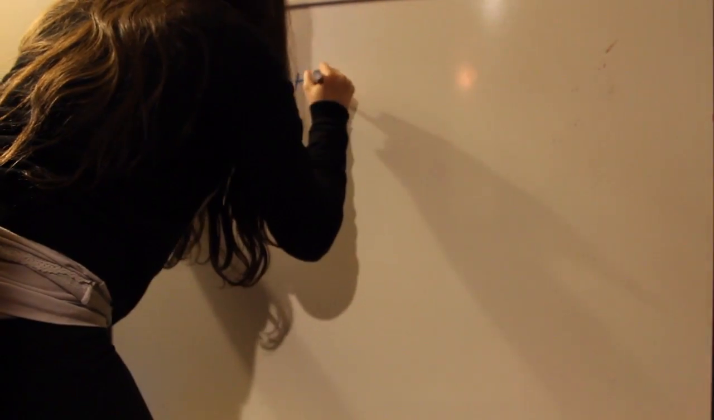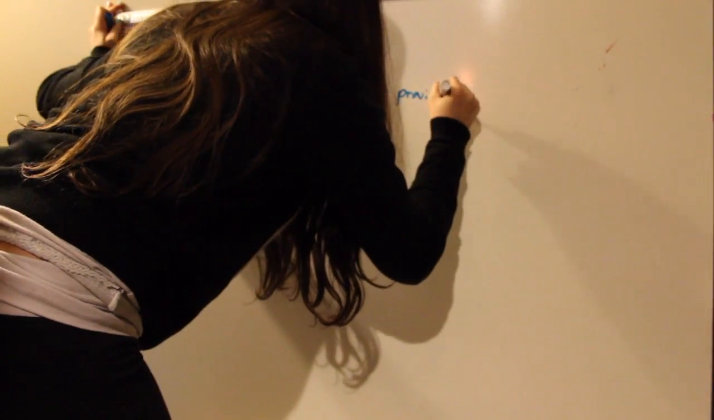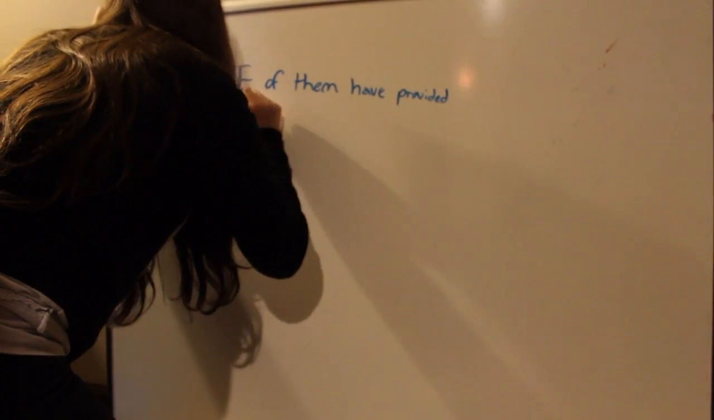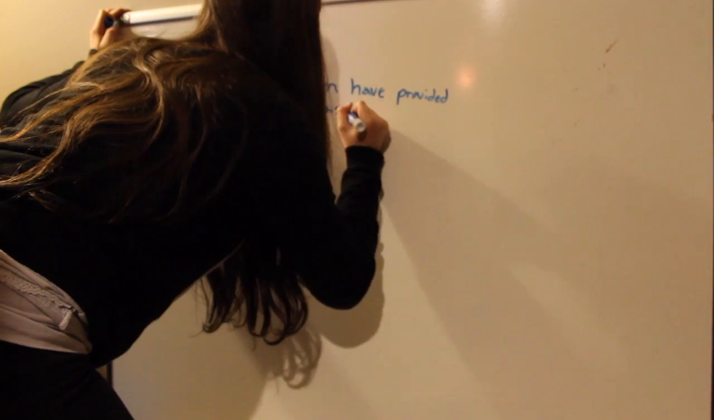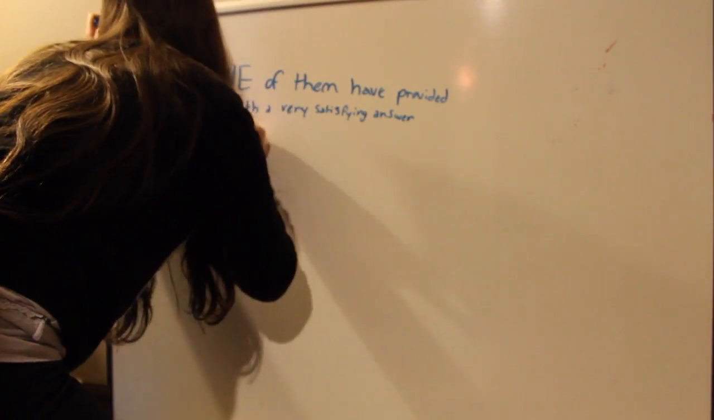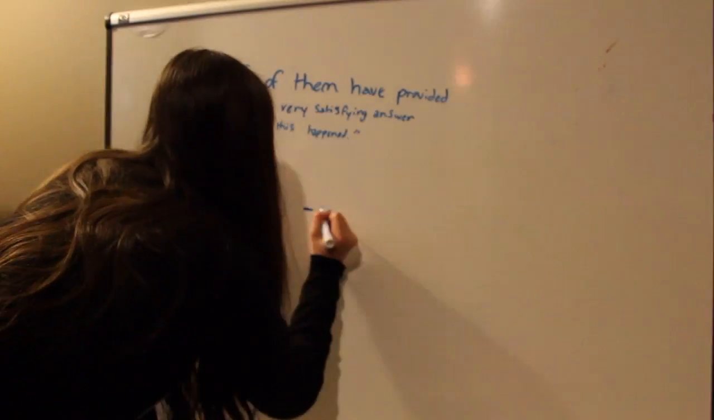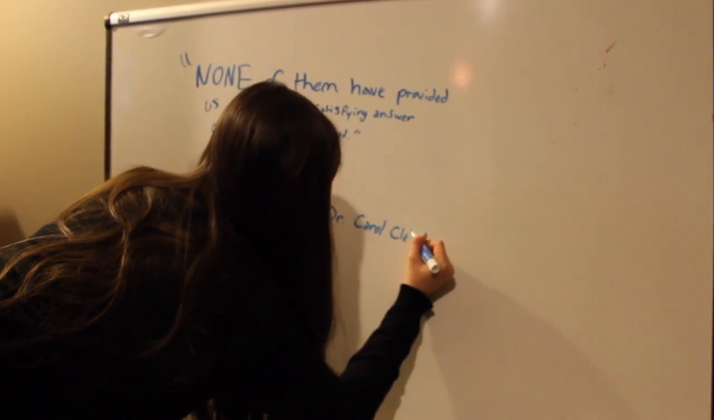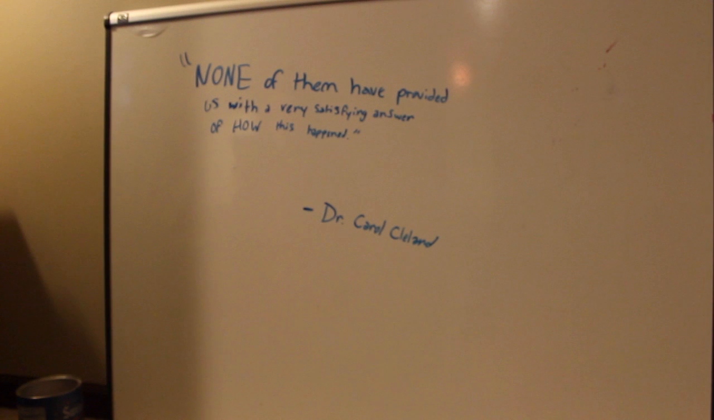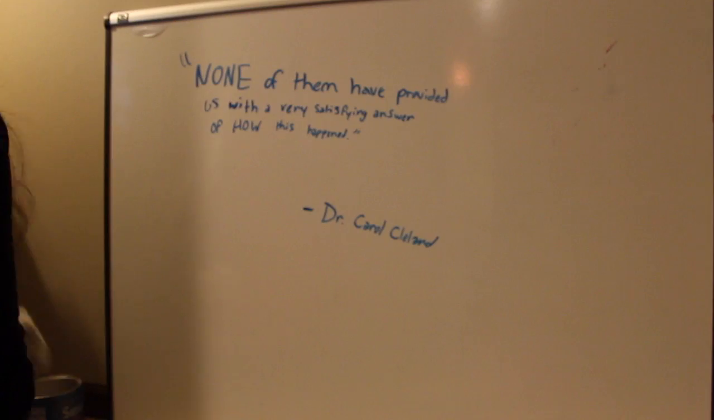And then I have another quote that I'm putting up that was from a doctor at the National Space Administration's Astrobiology Institute. And she said, "None of them have provided us with a very satisfying story about how this happened." And she was referring to scientists on how cells have come about. And interestingly enough, she's not a creationist. She believes that life arose by chance in some fashion not yet fully understood.